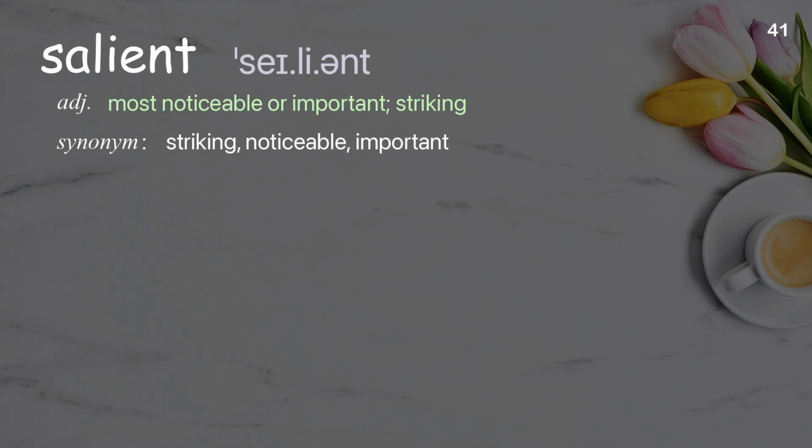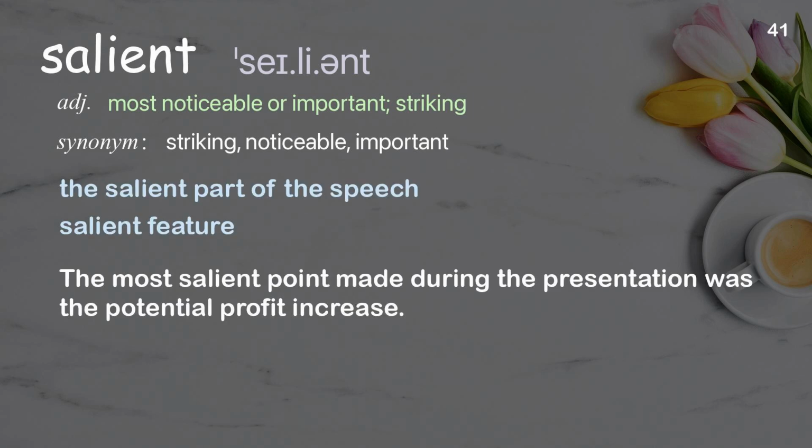Salient. Most noticeable or important, striking. Examples: the salient part of the speech, salient feature. The most salient point made during the presentation was the potential profit increase.